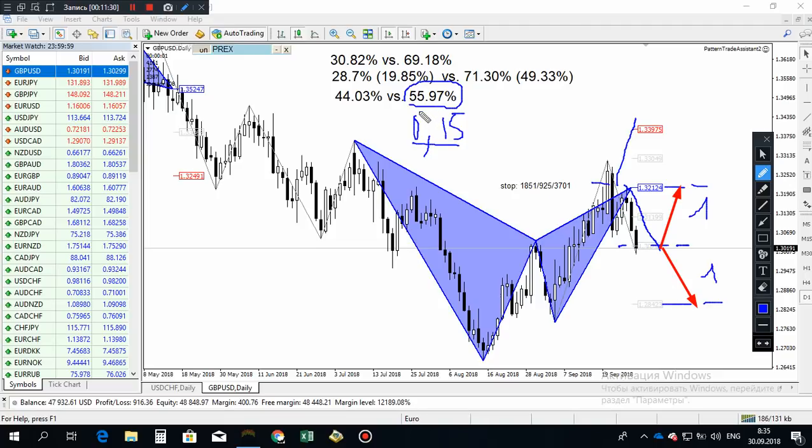I say high probability because it is higher probability than reversal. Of course, 44% of trades will go to the upside, but 56% will go to the downside. Okay, and what is this number? What is this number of totals?